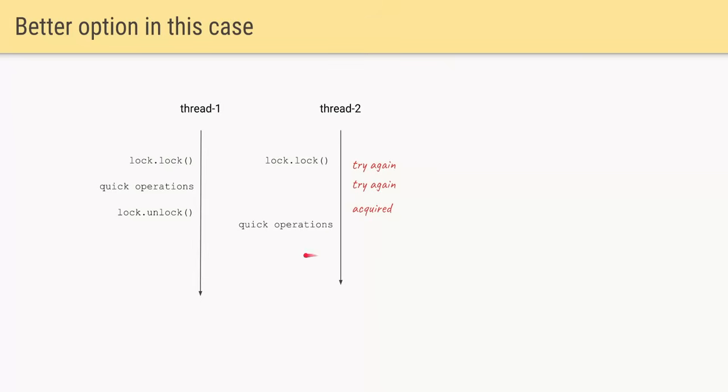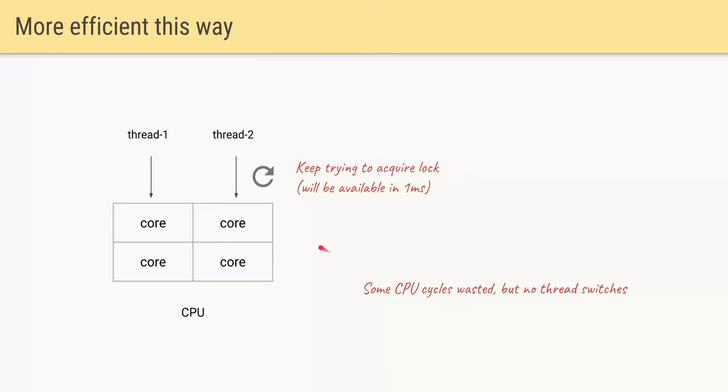So in this case, there is no context switching. Thread 2 never goes out into the wait state and never comes back onto the CPU. In this scenario, since the lock is available very quickly, this is a better option. Yes, so on the CPU, thread 2 will never go into the waiting state. It will just keep retrying.